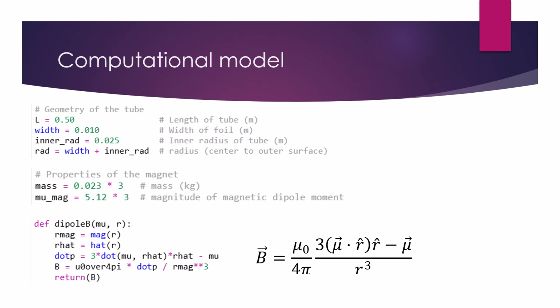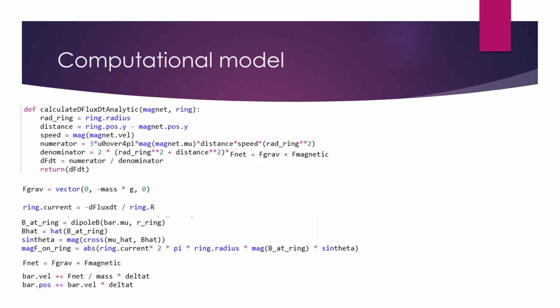For the computational model, first I set the length, width, and inner radius of the aluminum tube as seen in the first image. I also set the properties of the magnet as seen in the second image. In the third image, I used the formula for the magnetic field of a dipole, which is on the right, to calculate the magnetic field of a dipole. To calculate the derivative of flux with respect to time, I used the formula that is given in the video.